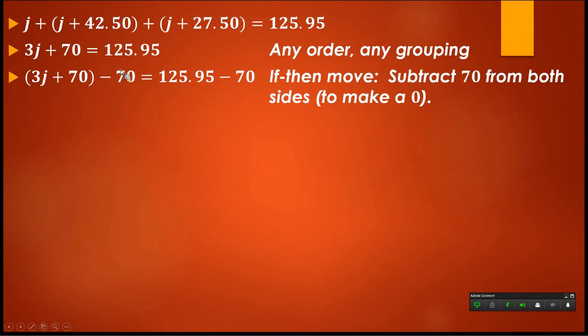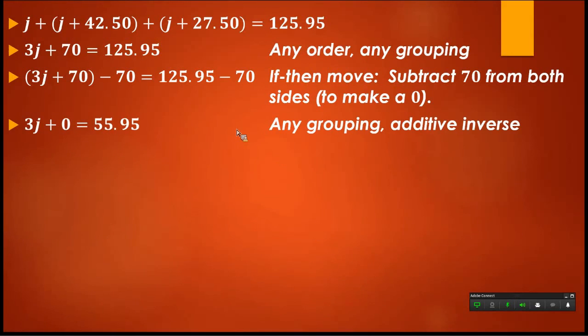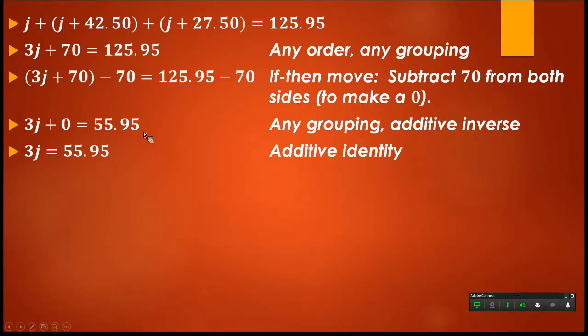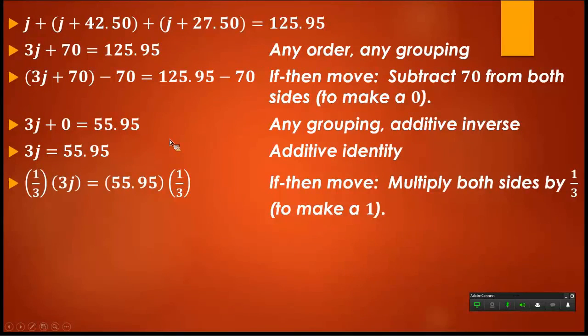We're then going to subtract 70 from both sides. After we subtract, we use any order, any grouping, and the additive inverse. Then the additive identity: anything plus 0 is itself, so we have 3j equals 5595. We then multiply both sides by 1/3 or divide both sides by 3. Both are completely acceptable. When we multiply by the multiplicative inverse, 1/3 times 3, it makes it a 1.